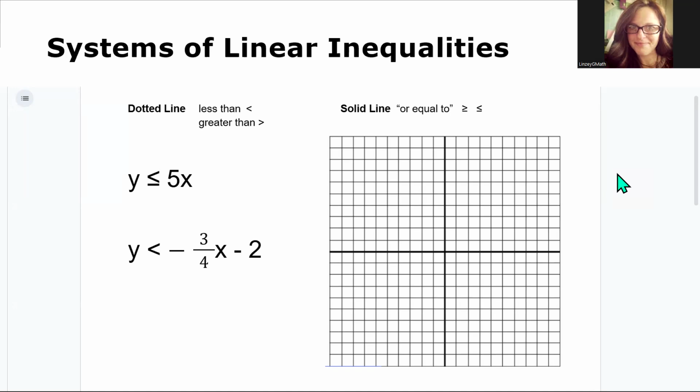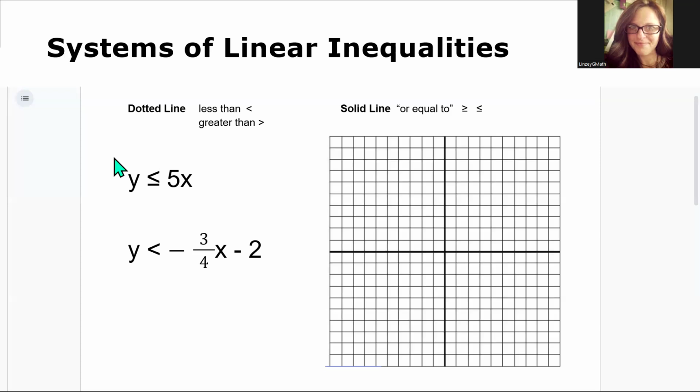Welcome to our session on systems of linear inequalities. We're going to take a look at this example of a system, more than one, a system of linear inequalities. Let's start graphing our first linear inequality.